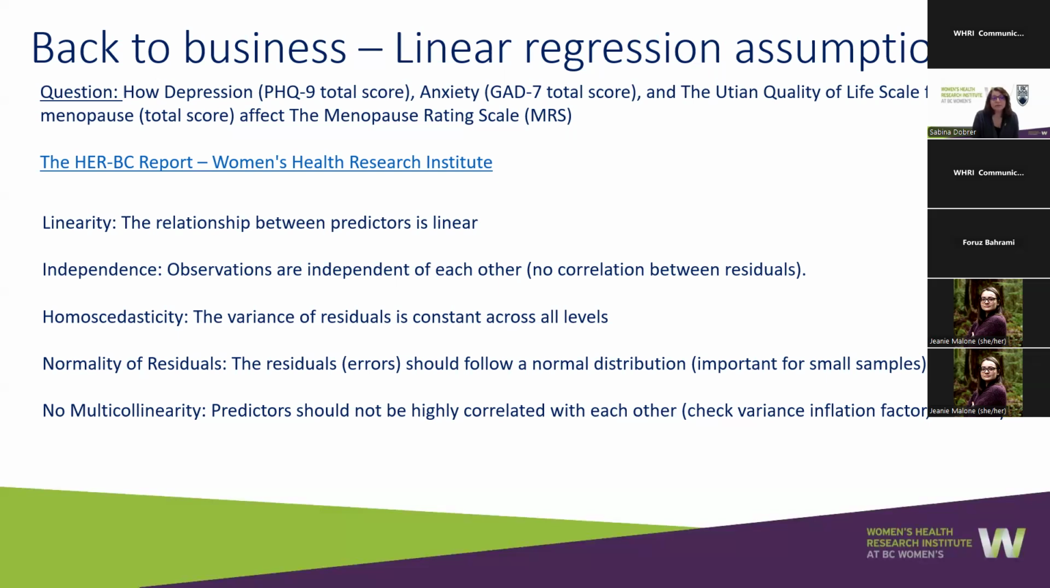We must check the assumption of homoscedasticity. Basically, along your line, the variance should be constant. If variance is increasing or decreasing over time, it means the assumption of homoscedasticity is violated. We need to check for normality of residuals, and we need to check for multicollinearity. Basically, we need to ensure that in this case, our depression, anxiety, or quality of life are not multicollinear.